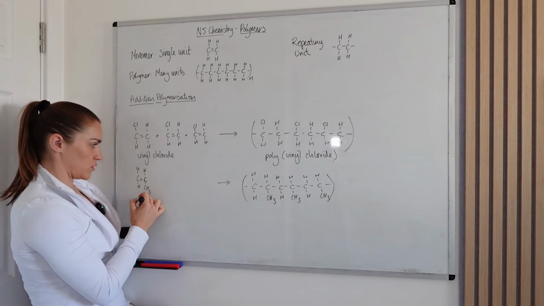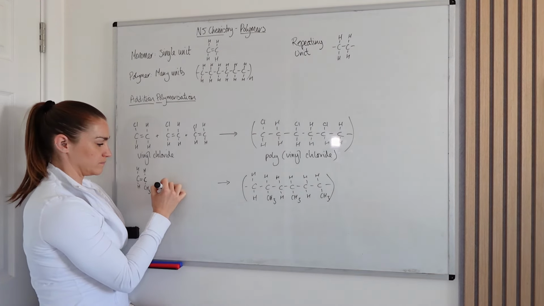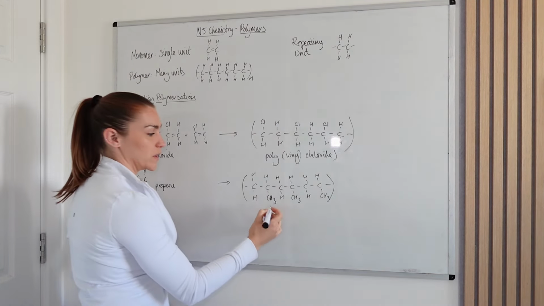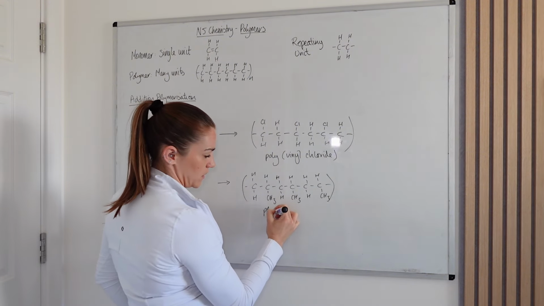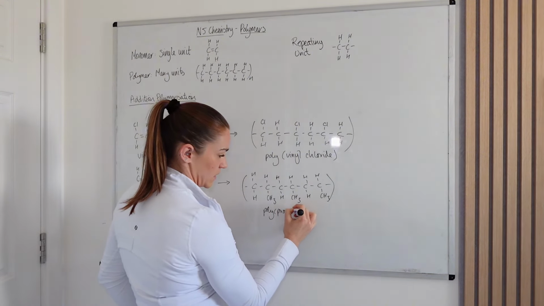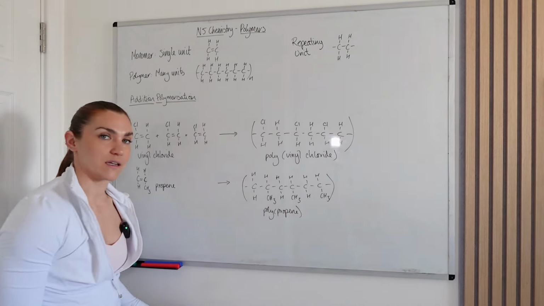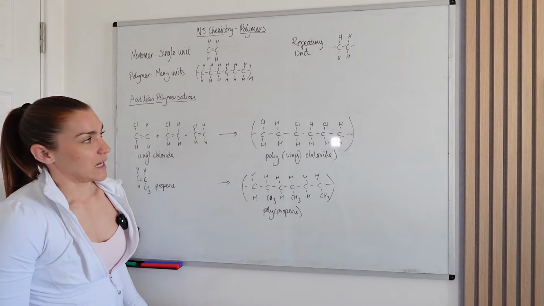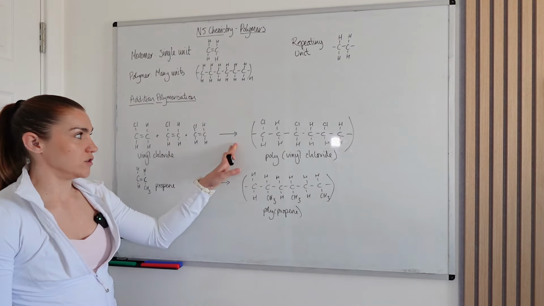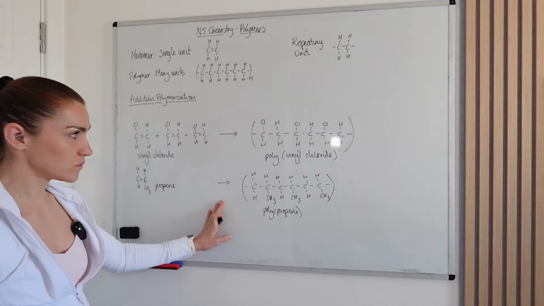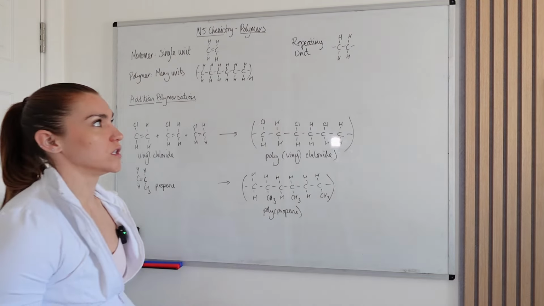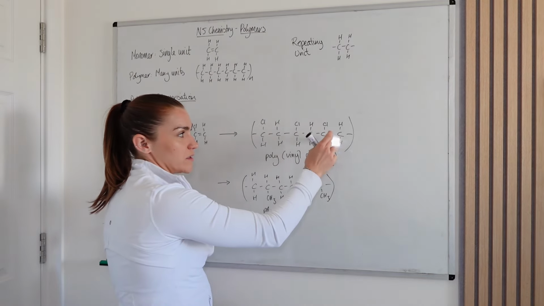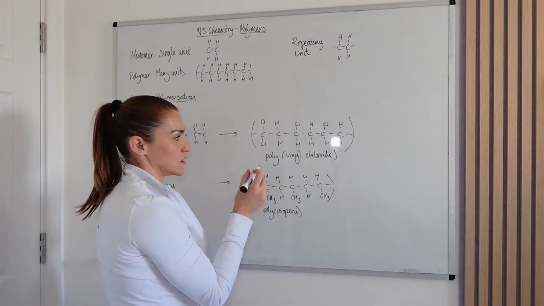So this monomer, like I said, is called propene. That means then the polymer is going to be called polypropene, with ideally the propene in some brackets. So it's easy as that. If we were then asked to draw the repeating unit for these polymers here, the repeating unit is normally every 2 carbons. It's usually the pattern that repeats.